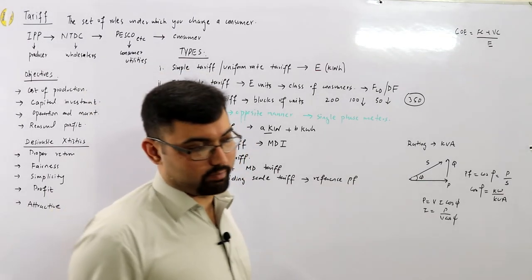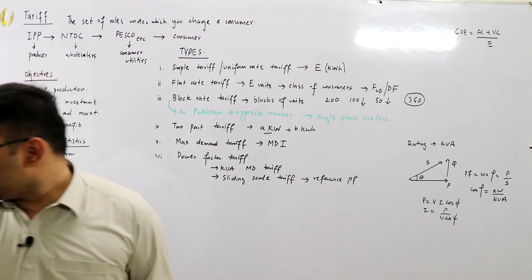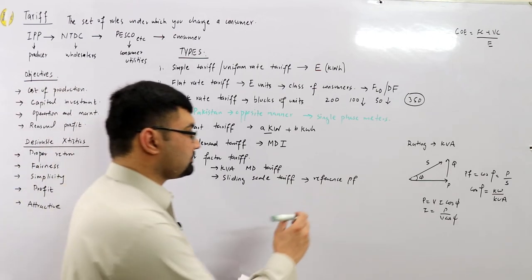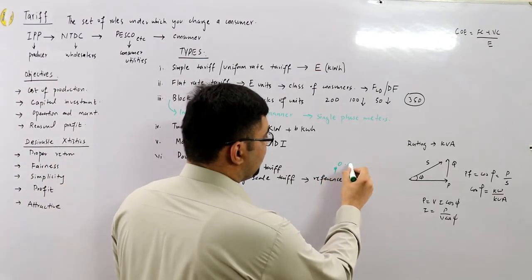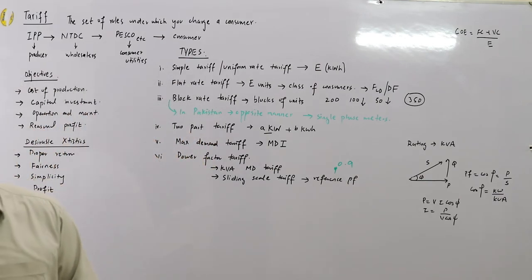some incentives to him. Although not possible in a country like Pakistan, we have a reference value, and the reference value is 0.9 in Pakistan. One is the maximum value of power factor.